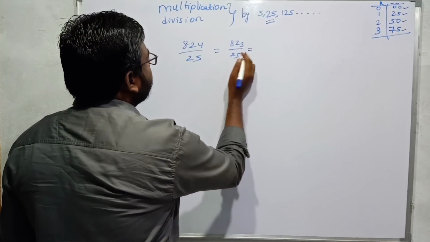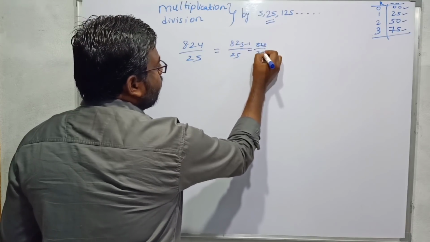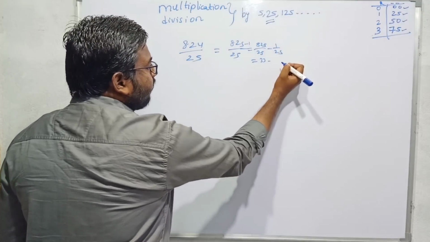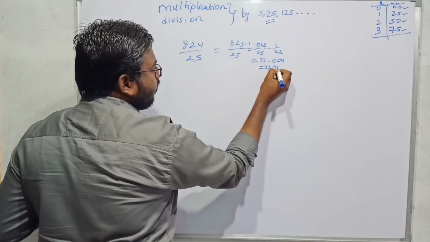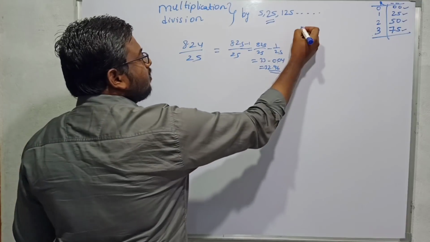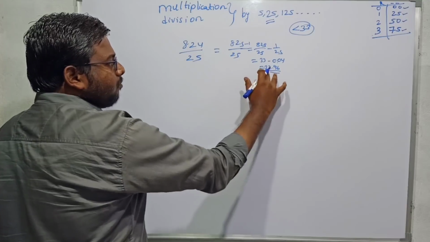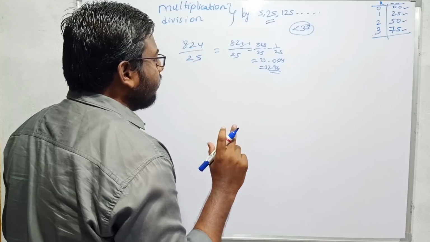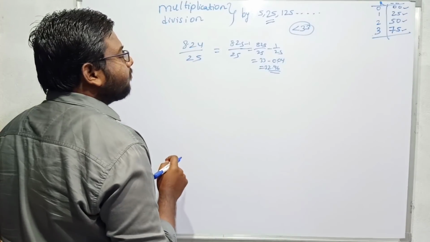For example, I will write 824 as 825 minus 1. That is 825 by 25 minus 1 by 25. This is 33. 1 by 25 is nothing but 0.04. This is 32.96. We know that 824 is less than 825, that means the answer will be less than 33, and it will be nearer to 33, 32.96. Approximations are very important. They will be very much used in data interpretation and fraction comparison also.